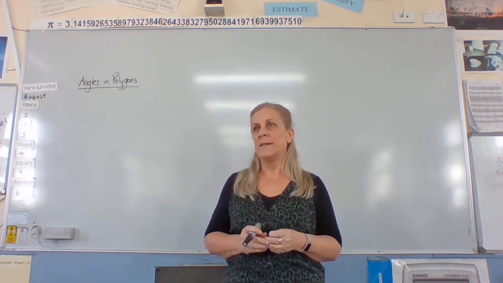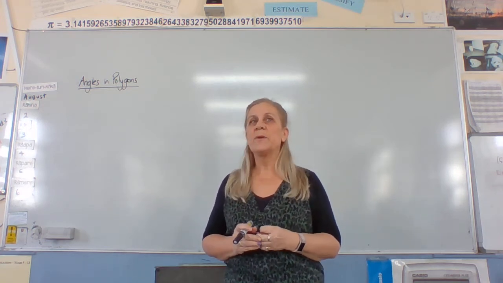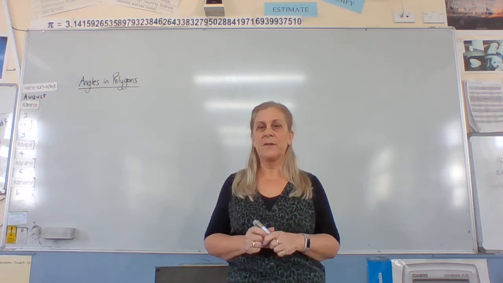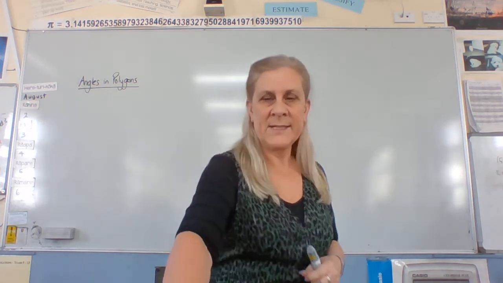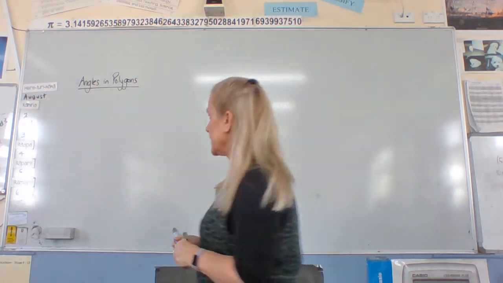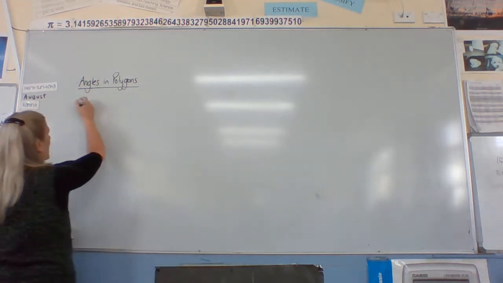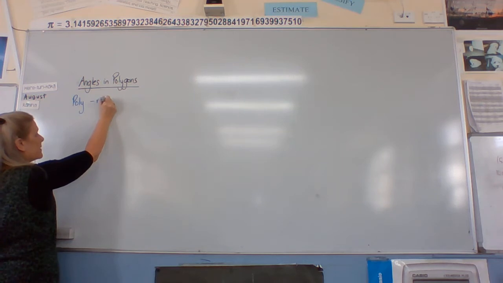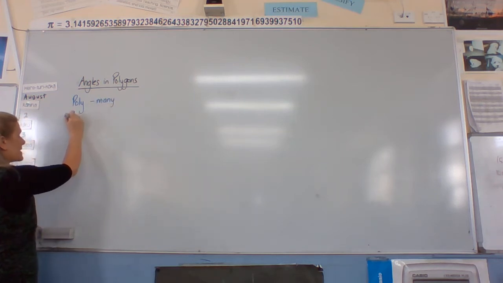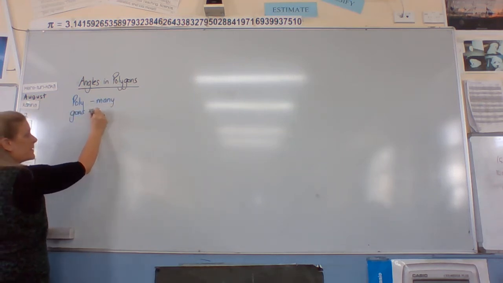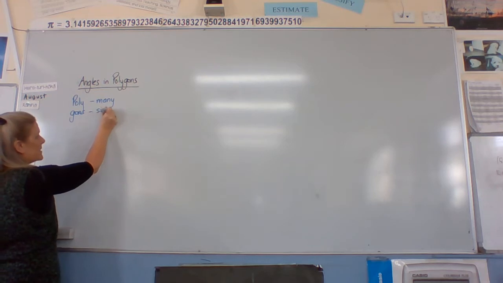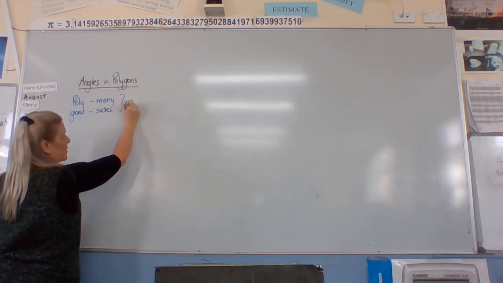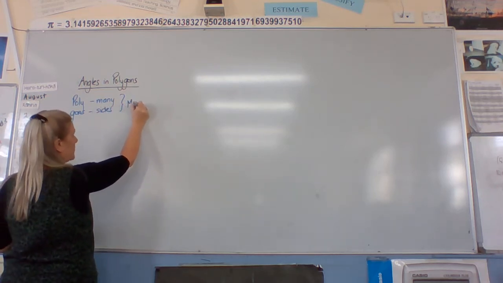It's a shape with many sides. So, a polygon, poly means many, and gons are sides. So it's a polygon, a many-sided shape.